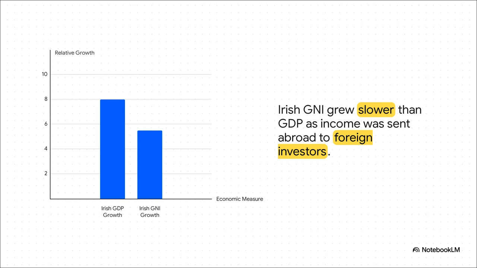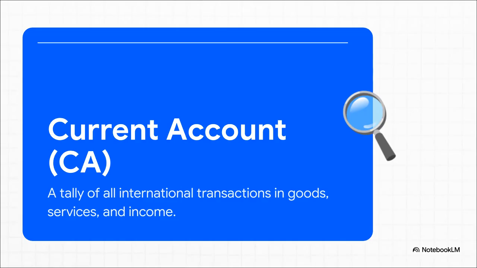So the actual income of Irish citizens, their GNI, grew way, way slower than the country's GDP. Okay, so let's pull this all together. We've got the trade balance, we've got the net income from assets, and you can throw in smaller things like foreign aid. When you bundle all of those flows together, you get one master scorecard, the current account. It is the broadest, most complete measure of a country's income transactions with the rest of the world.